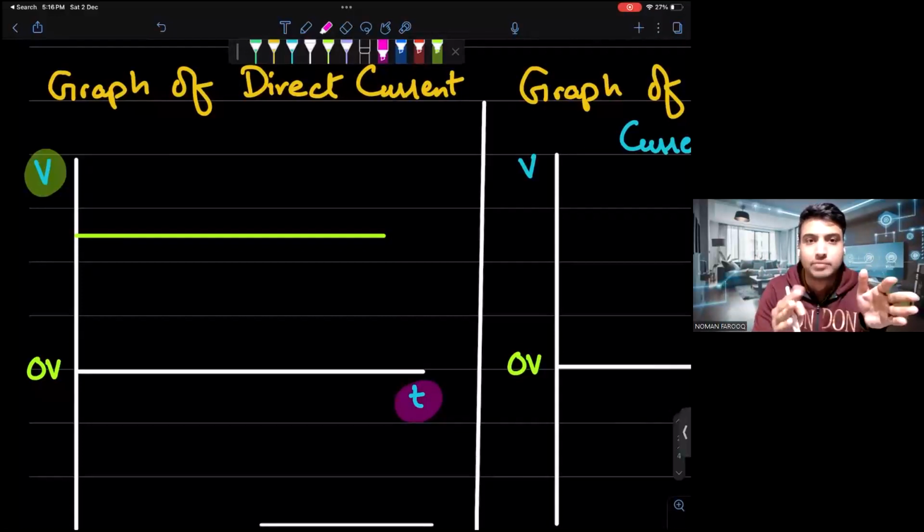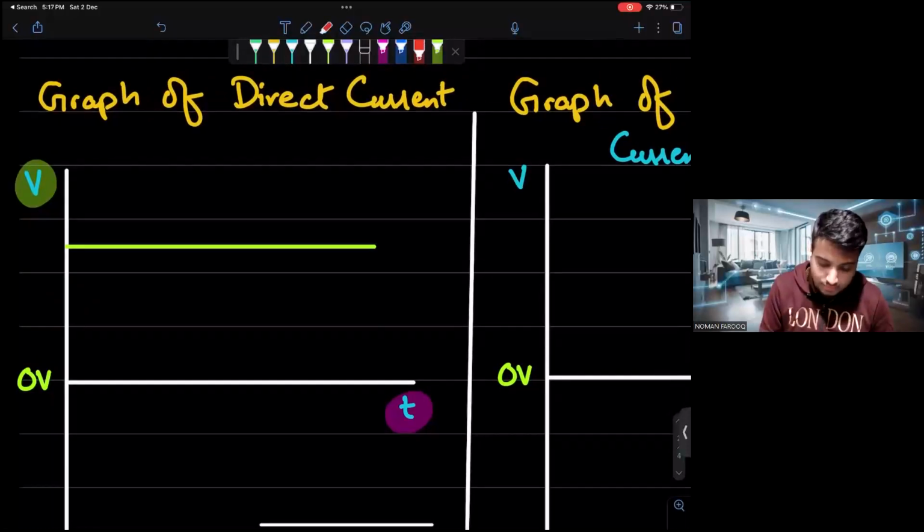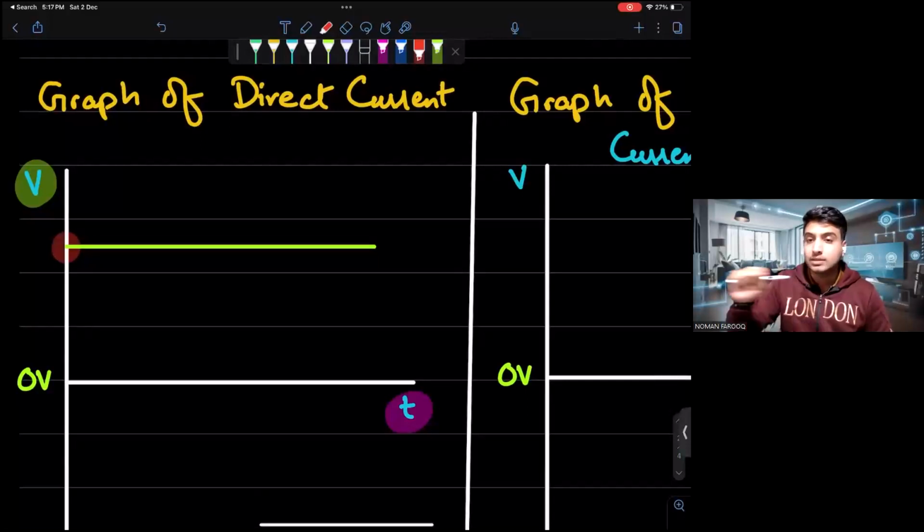On a voltage time graph, direct current shows a horizontal line only, which basically shows us that it flows in one direction and it has a fixed, constant voltage value. Over here, at this point, we can see it has the same value throughout. So this graph shows a constant voltage value.